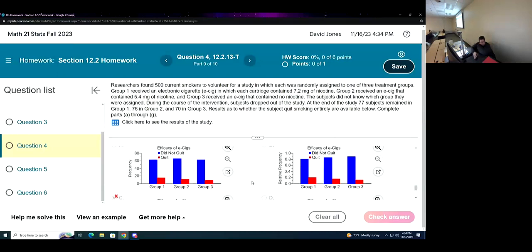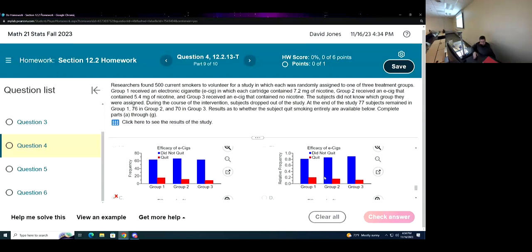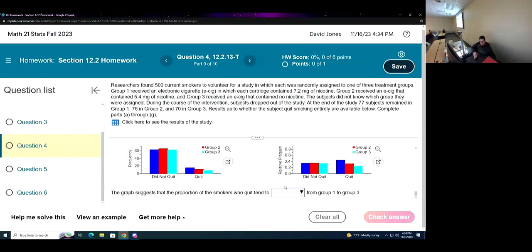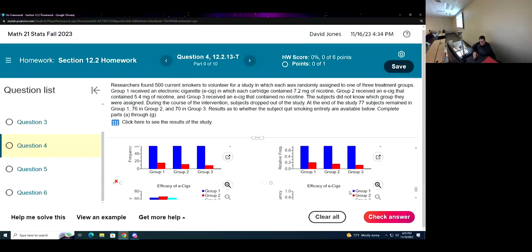So they're saying it's B. I guess the blue bars are different. I didn't catch that. The red bars are going down on both, but the blue bars are going up as it goes to the right. So the percentage that didn't quit goes up. That works. The percentage that did quit goes down as nicotine content went down. So the people that quit decreased as you go from group one to group two.